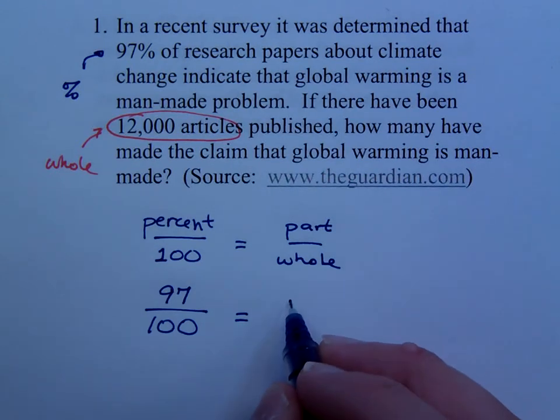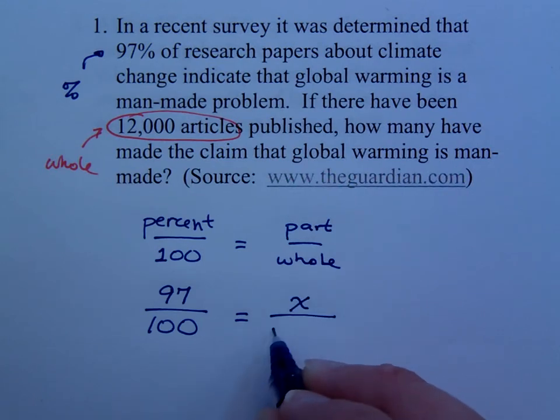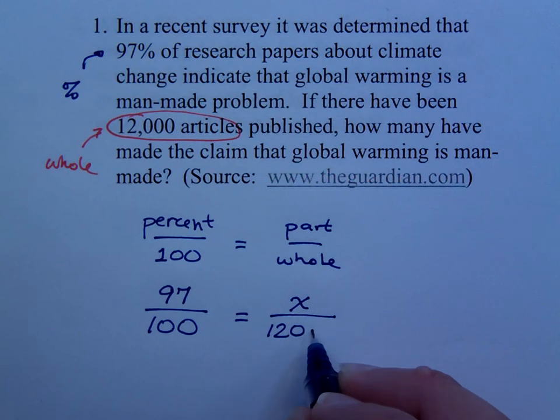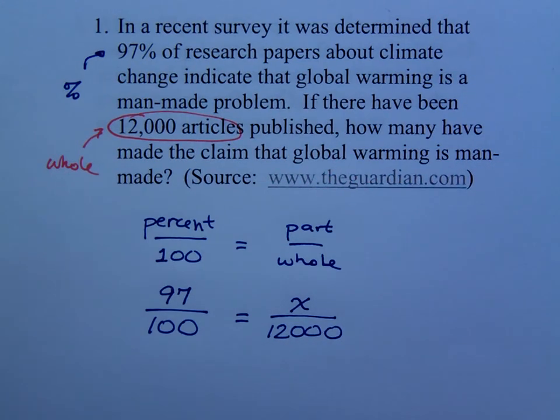What's the part? X, because we don't know. And what's the whole amount? It's 12,000. Make sure you have the appropriate number of zeros here. Okay, what do we do now? Set the cross products equal.